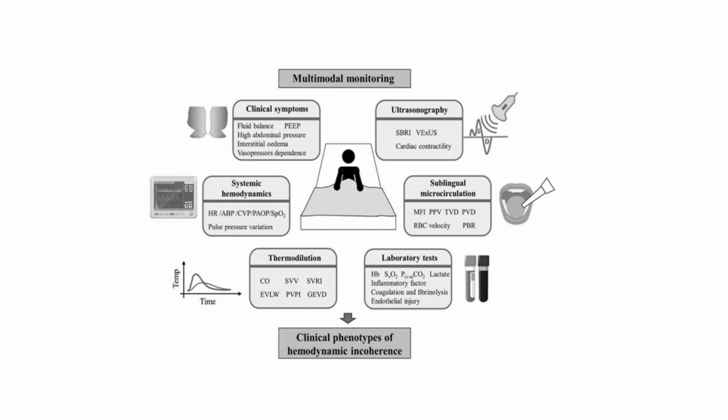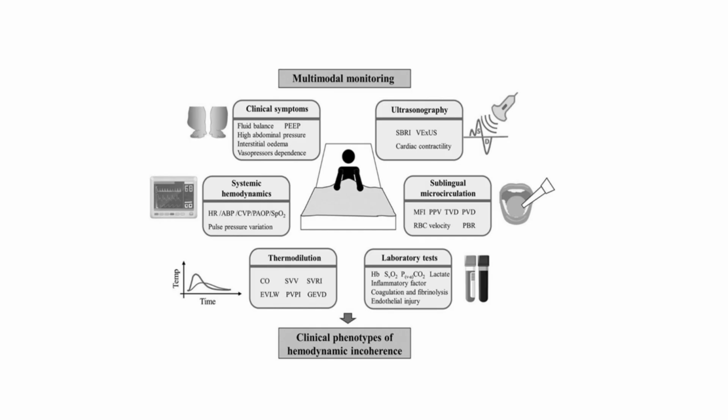We also incorporate advanced hemodynamic monitoring, such as thermodilution techniques. These provide quantitative measurements like cardiac output, stroke volume variation, systemic vascular resistance index, extravascular lung water, and global end-diastolic volume. These help refine our understanding of preload, afterload, and fluid responsiveness. Finally, laboratory tests complete the picture. Hemoglobin, central or mixed venous oxygen saturation, the venous to arterial CO2 gap, lactate levels, inflammatory markers, coagulation parameters, and indicators of endothelial injury all reflect the consequences of impaired tissue perfusion.